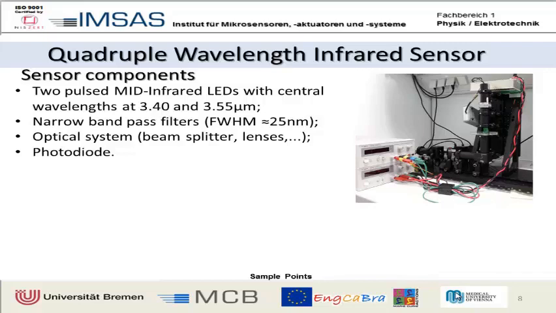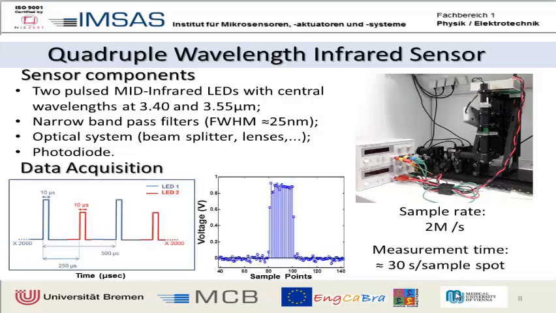And here you can see the sample holder. And then a photodiode to collect the light transmitted through the sample. So here it's shown how our LEDs work, alternately. They are set to pulse at a frequency of 2 kilohertz. The width of a single pulse is 10 microseconds.